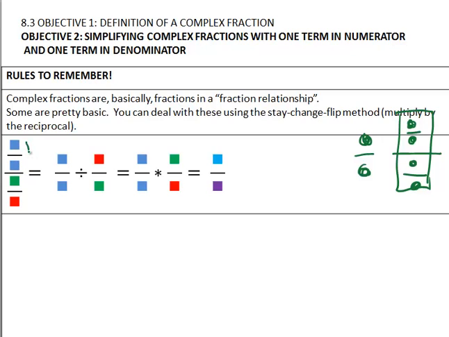So here's my numerator, and it's going to go first. And here's my denominator, and it's going to go second. And now all of a sudden you have a normal fraction division set up. So this one's going to stay the same, and you're going to multiply it by the reciprocal of this one. In other words, stay, change, flip.